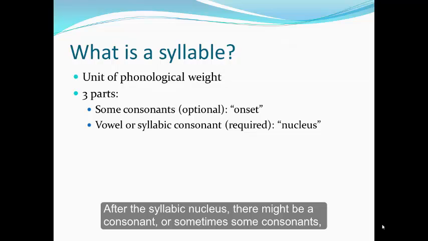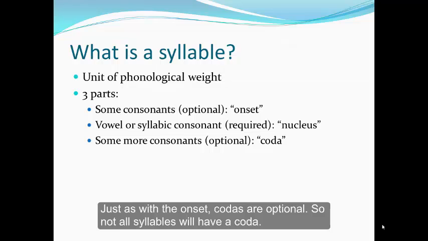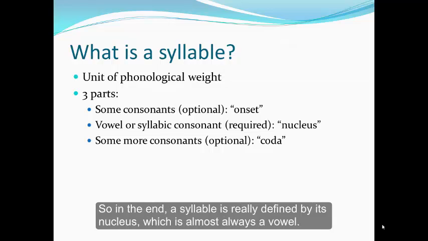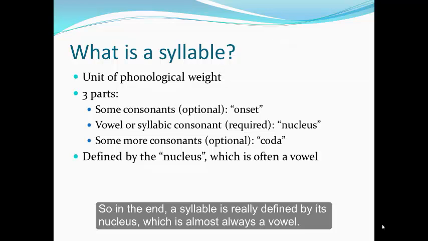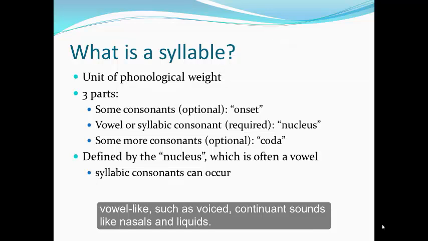After the syllabic nucleus, there might be a consonant, or sometimes some consonants, to end the syllable. This is called the coda of the syllable. Just as with the onset, codas are optional. So not all syllables will have a coda. So in the end, a syllable is really defined by its nucleus, which is almost always a vowel, though syllabic consonants can occur, especially when the consonants are vowel-like, such as voiced continuant sounds like nasals and liquids.